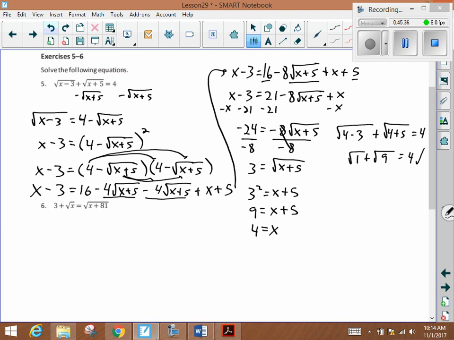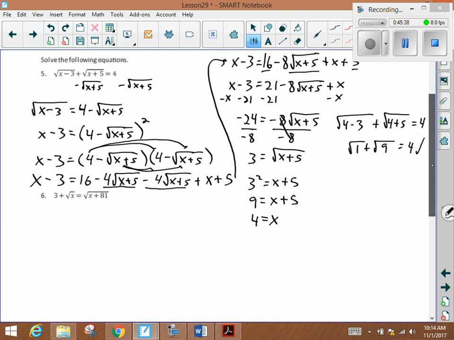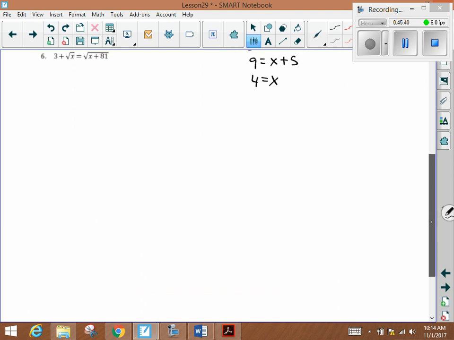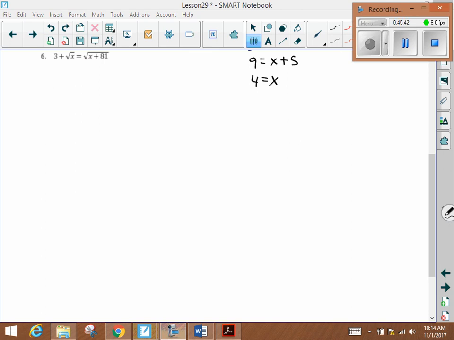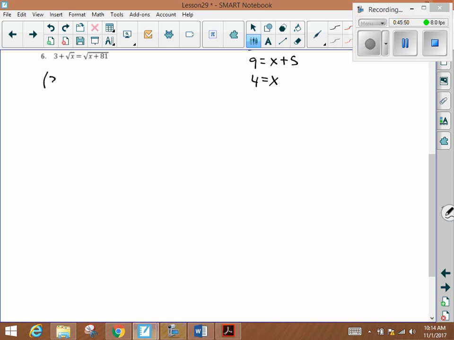Okay, are we ready to do another one? I am. Here we go, let's do this last one. Alright, again, oh look, my radical's already by itself. That's lovely. So that means that I can just automatically square both sides.